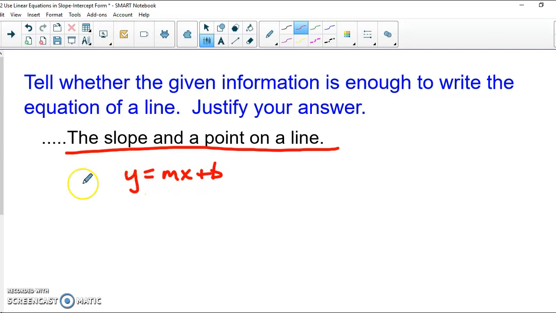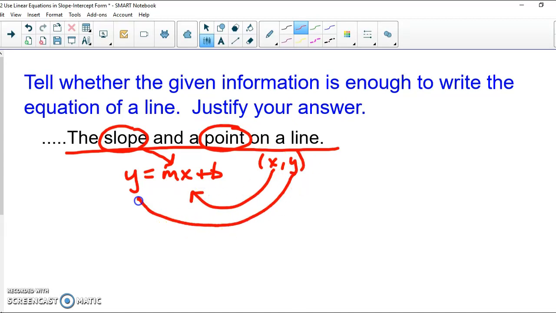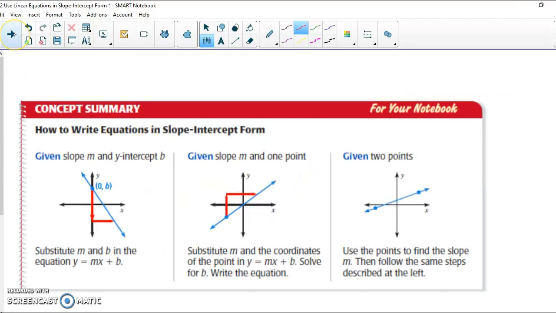You may be remembering that we can use our slope-intercept form, and we can. If we know the slope, then we will substitute it in for m, and if we know a point, we will substitute the x and y coordinates into the equation, and that will allow us to find our y-intercept. And then once we have our y-intercept, we can write the equation in slope-intercept form by plugging in our y-intercept here and our slope in here for m. So the slope and 1 point would be enough information.